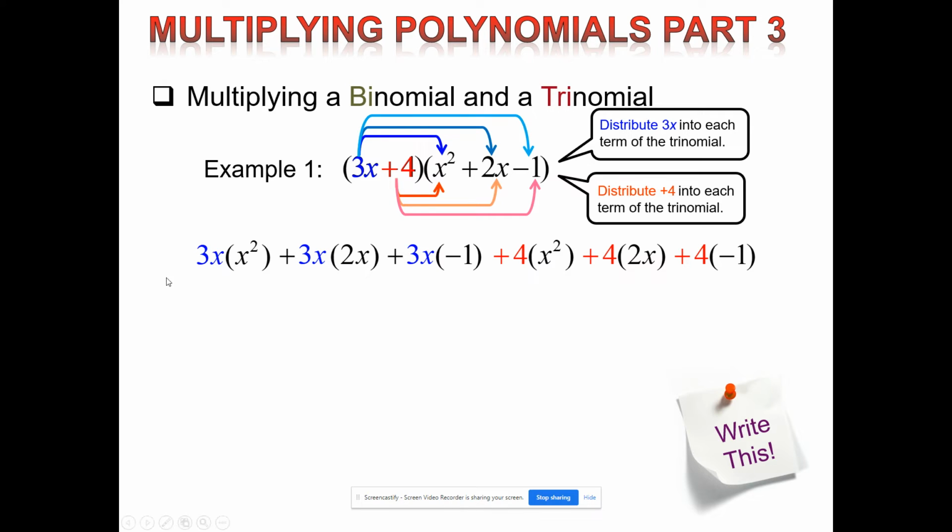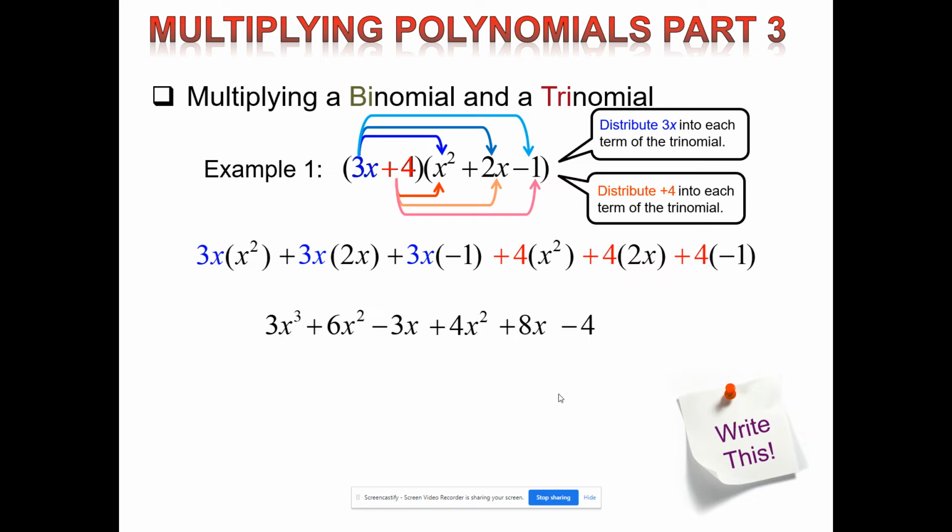Okay, so we've got 3x cubed, because you keep the base and add the exponents. 3 times 2 is 6, and 1 plus 1 is 2, so you get a 6x squared. Negative 1 times 3 is negative 3x. And then 4 times x squared is just 4x squared. 4 times 2 is 8 with an x is 8x. And then 4 times negative 1 is negative 4.